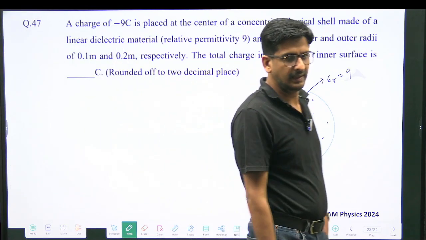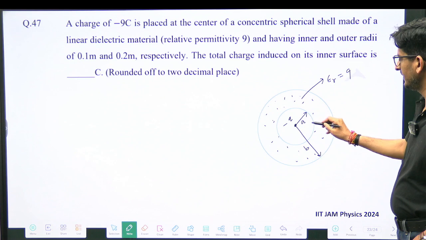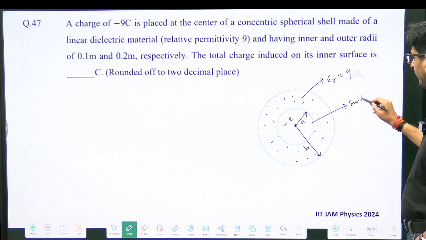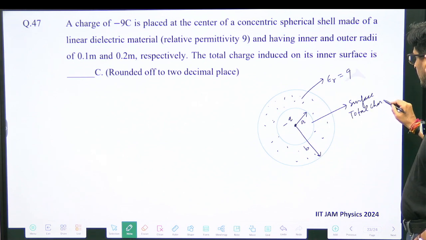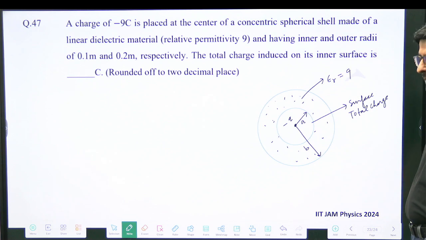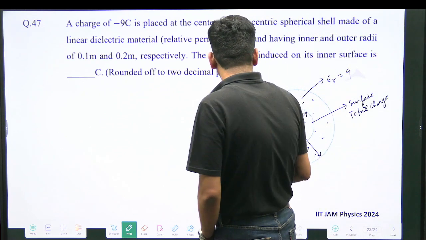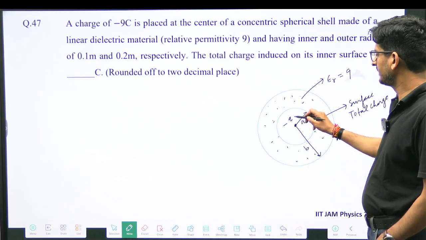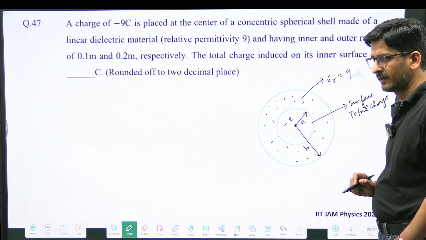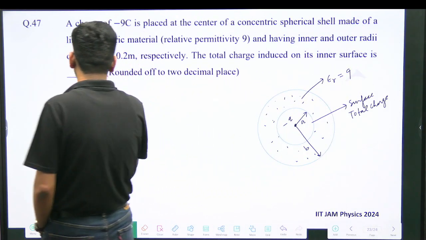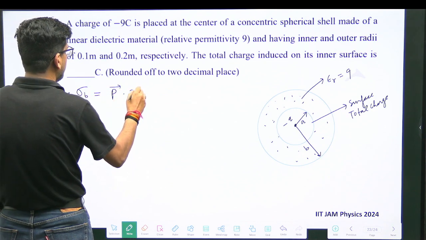So simply what is happening in this question is that on this surface we want to calculate the total charge. If you see, because of this minus q, what is the bound charge on this surface? If I take sigma b, that is given by P dot n cap.